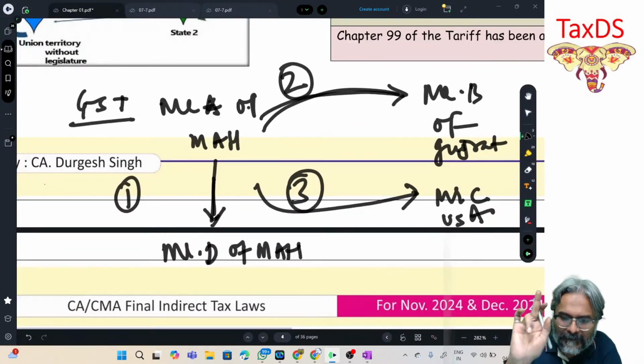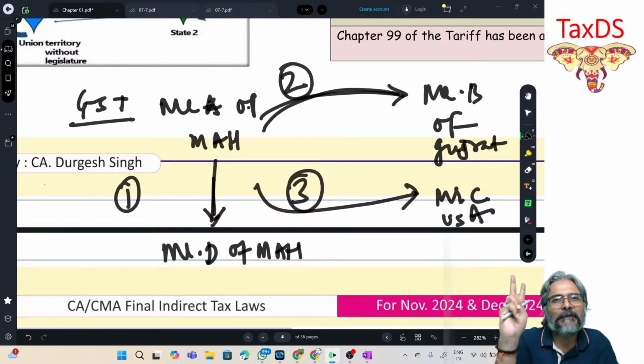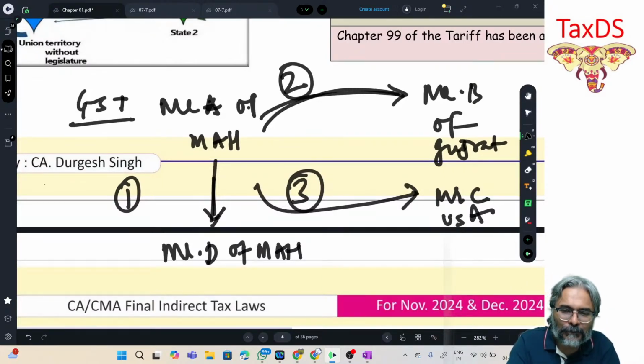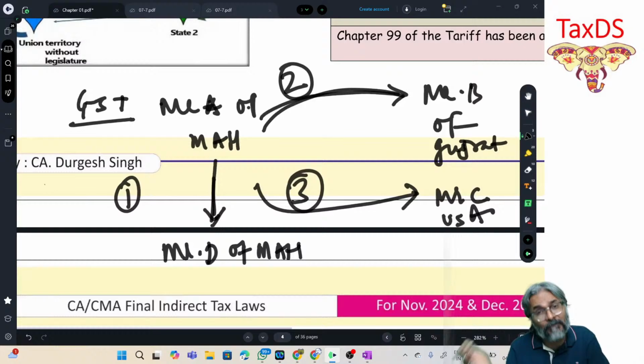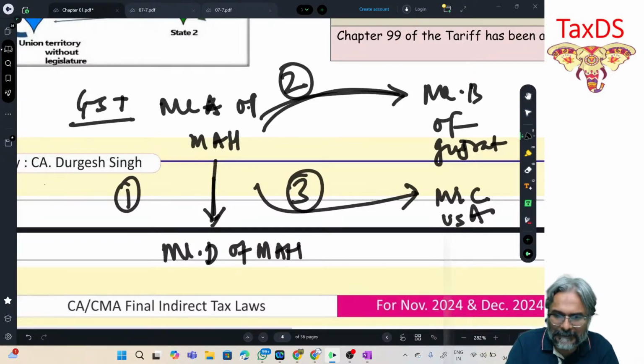In the GST law, students, always be very careful on one point. There are only 2 supplies which have been mentioned. And those 2 supplies, as you all know, the first supply is intrastate, within the state. So the first one, from Mr. A of Maharashtra to Mr. D of Maharashtra, is intrastate. Within the state, it is intrastate.